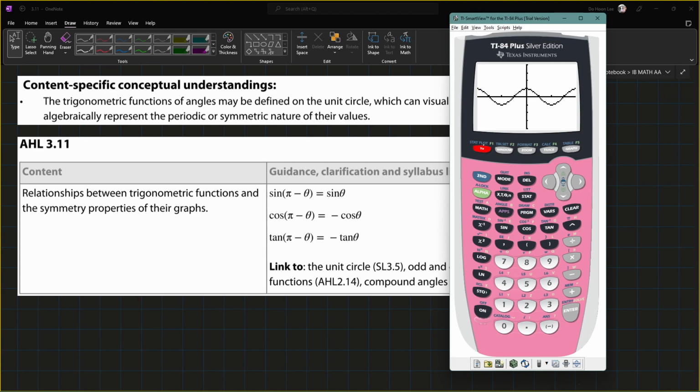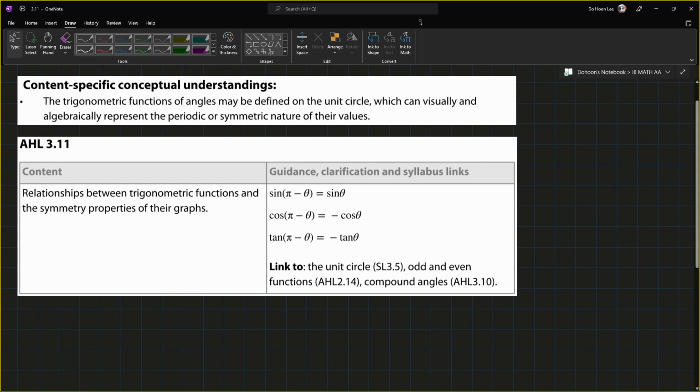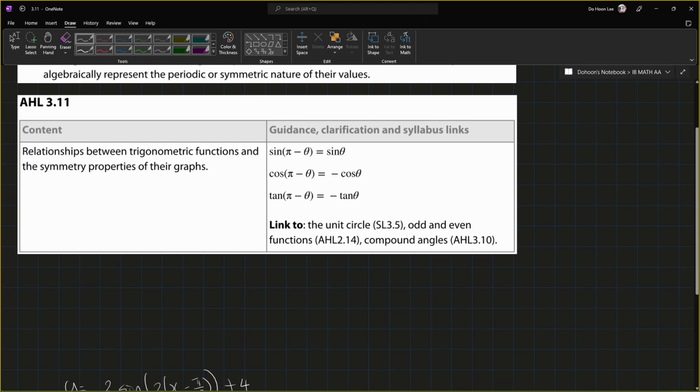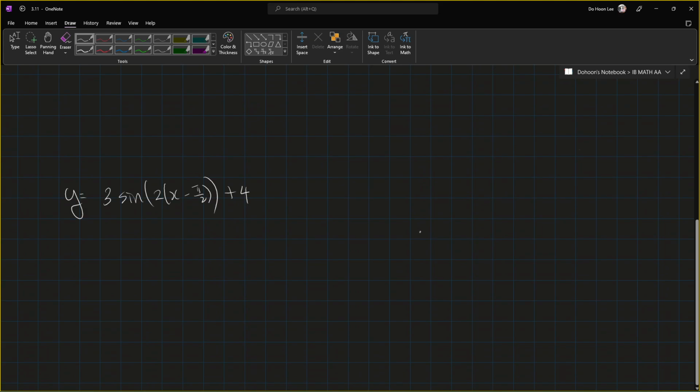For example, you could be given a composite function of the sine function and be asked to represent it using the cosine function. And we can use the skill that we have learned in this video to do just that. Okay. So let me show you an example of such a question. Let's try to change this into a cosine function.